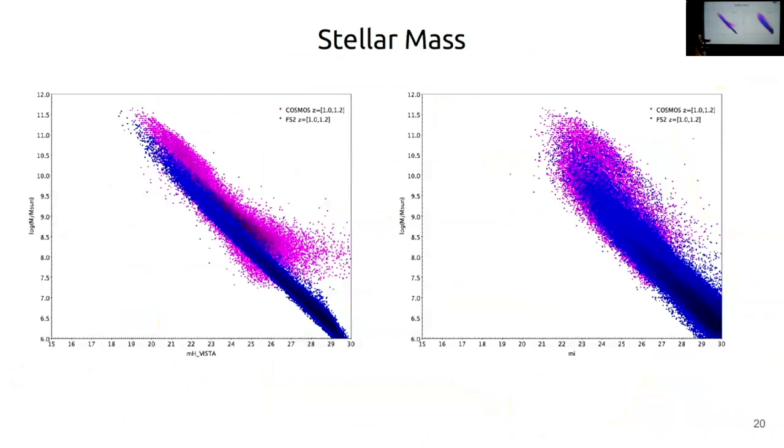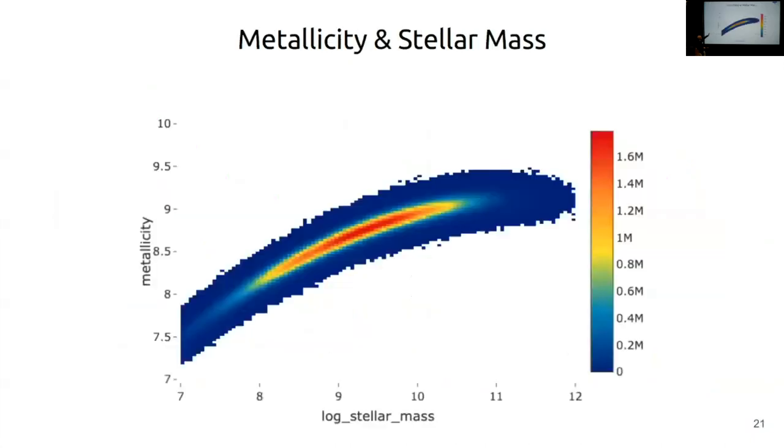Going to stellar masses, this is just a stellar mass versus magnitude. Things look like Cosmos, more or less. This is stellar mass metallicity. It's fine at low redshift. At higher redshift, the constraints are more difficult, so it's kind of a guess.